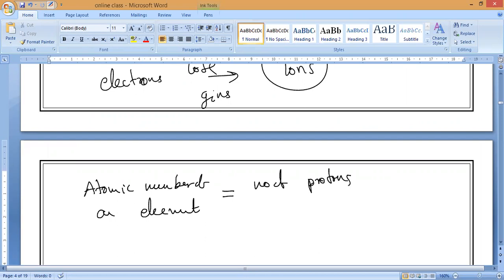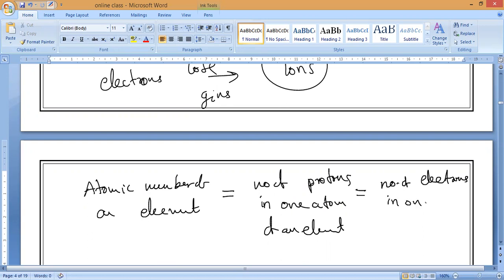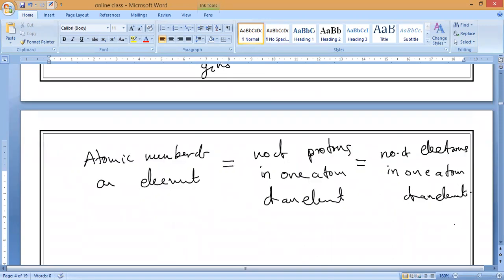Understand, what is the number of protons in one atom of an element? Or we can also say the number of electrons in one atom of an element. Both are correct. Do you understand what I'm saying, guys? If it is an atom, but in an ion, the numbers of protons and electrons may not be constant. Yes or no? Please respond, everybody.